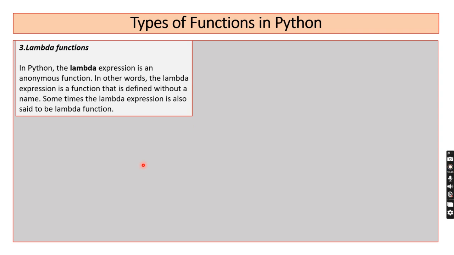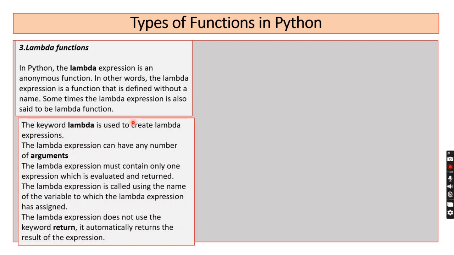Next is lambda function. Lambda function is also known as lambda expression. It is an anonymous function. The lambda expression is a function that is defined without a name. Sometimes the lambda expression is also said to be a lambda function. For creating a lambda expression or function, we use the keyword lambda. Lambda is used to create the lambda expression.